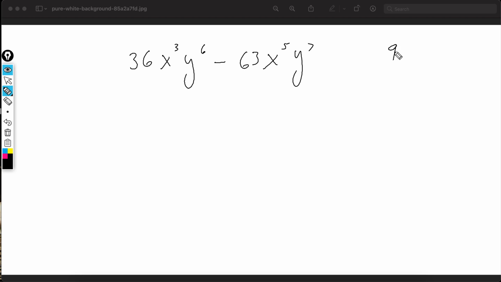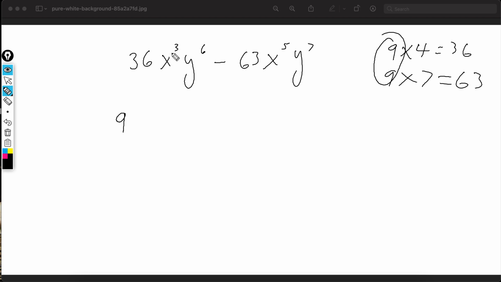It'd be 9, right? Because 9 times 4 gives us 36. 9 times 7 gives us 63. Kind of funny how that worked out. I didn't plan that out actually. So we found our GCF because we got both answers here. So first thing we do, factor out our GCF, which in this case is a 9.